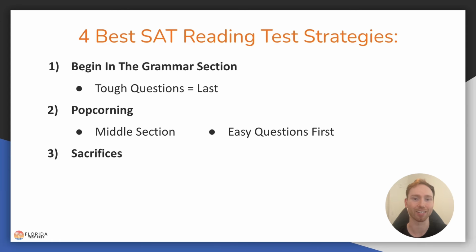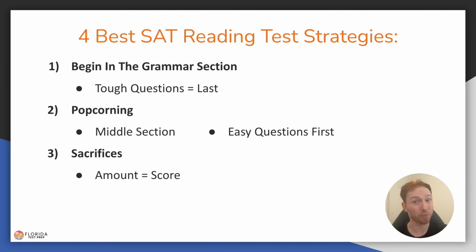The idea here is the 5 minutes you would have spent trying to get that question right, you would then apply to much easier questions, getting you more total correct questions. The amount of sacrifices that you have depends on the score that you want. So if you're trying to get a 1600 on the SAT, it is very likely you can't have any sacrifices. You need to do the entire exam.